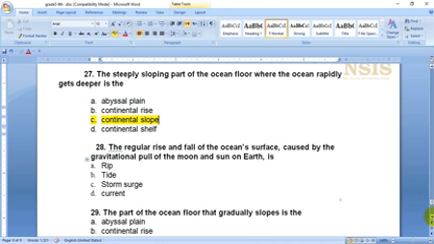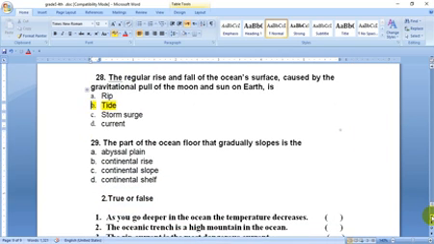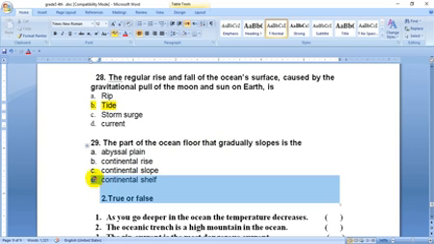Question 28. The regular rise and fall of the ocean level or the ocean surface caused by the gravitational pull of the moon and the sun. This action that is caused by the pull of the moon and the sun is called tide. 29. The part of the ocean floor that gradually slopes. The part that slowly slopes or gradually slopes, we call this part of the ocean the continental shelf. So the answer, letter D.